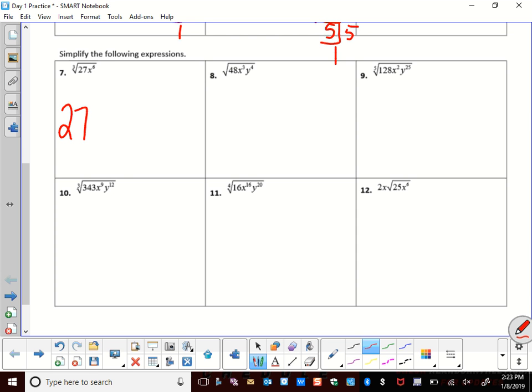What is the power on 27? Nope. My power is 1. What's my root? 3. And then I have x. What's my power? x to the power of 1 over 3.